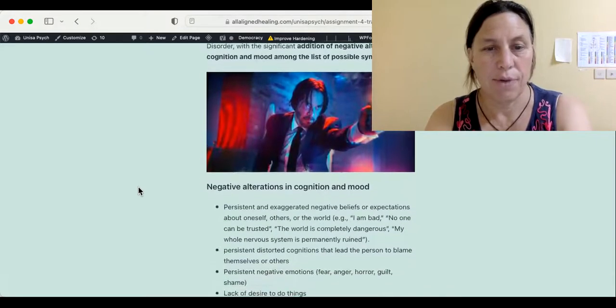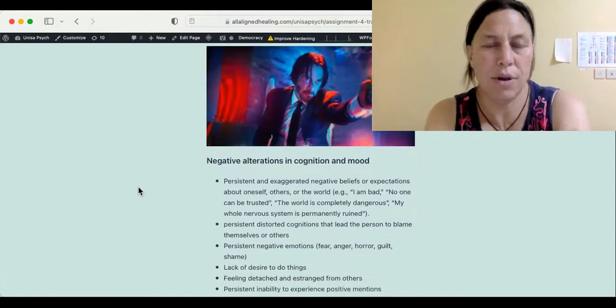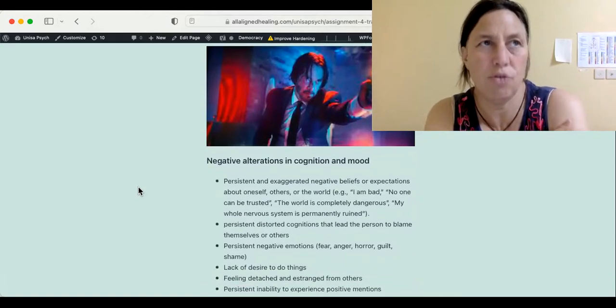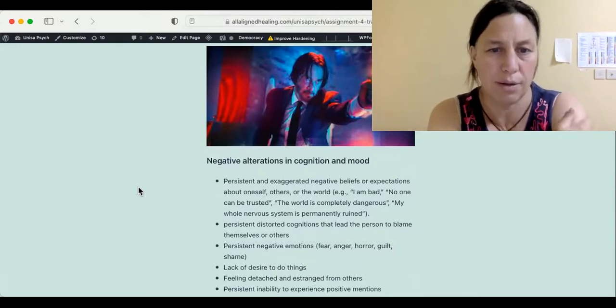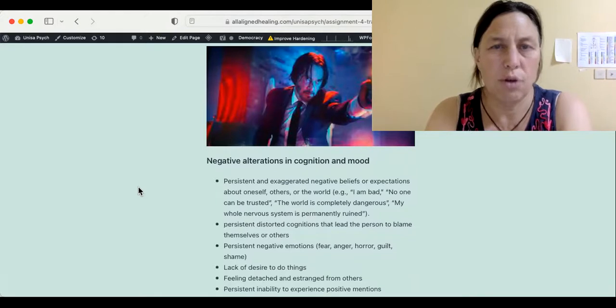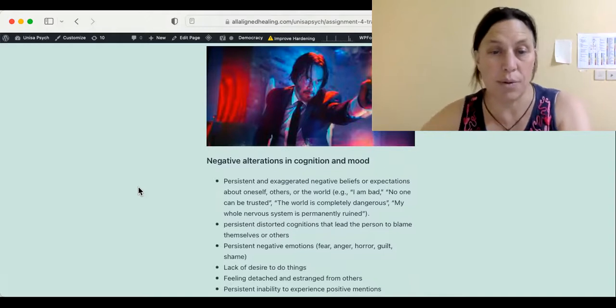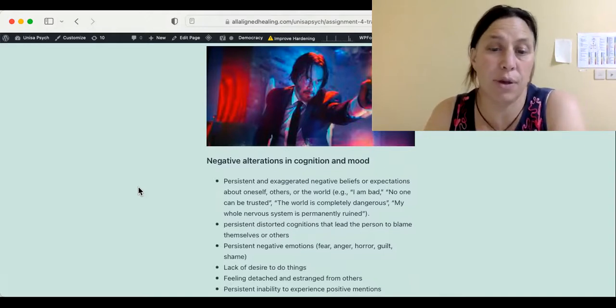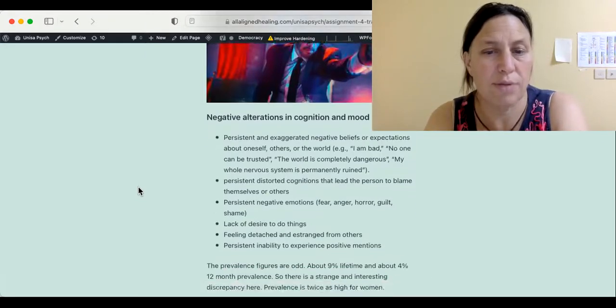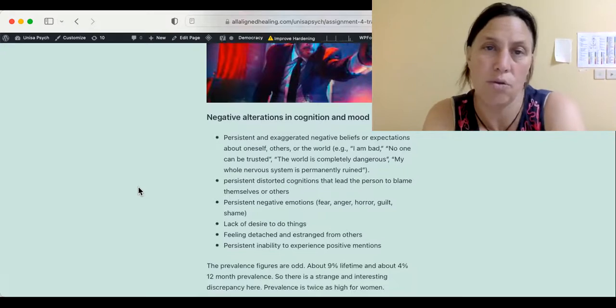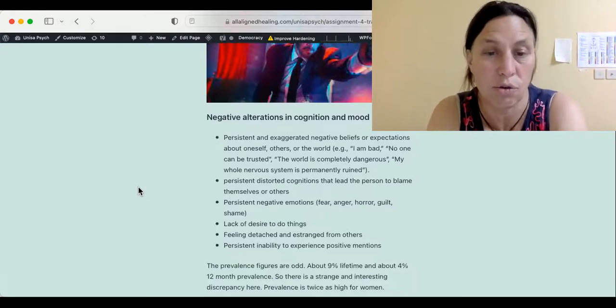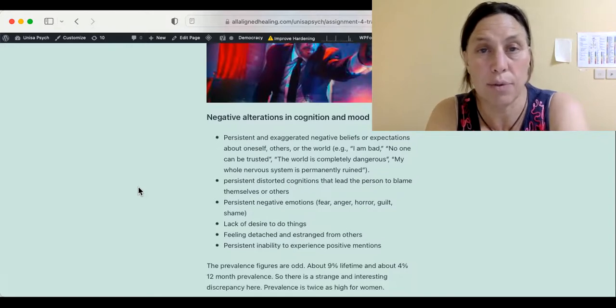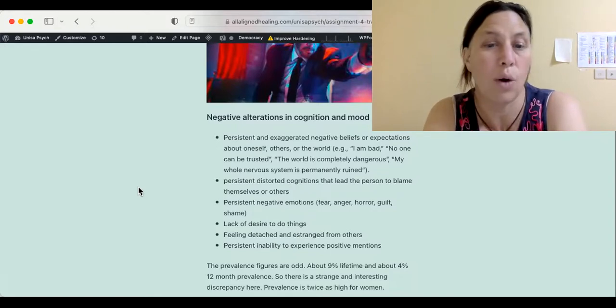Profound, exaggerated beliefs and expectations that don't shift about yourself and the world that are negative. Distorted cognitions that cause you to blame yourself or others, so you can't let go but you can't find peace with it. Persistent negative emotions, fear, anger, horror, guilt, shame, feeling dirty, etc. Lack of desire to do things, feeling detached and estranged from others, like you can't relate to anyone, you don't want to let anyone close to you, and persistent inability to experience positive emotions, the joy that may go out of your life.